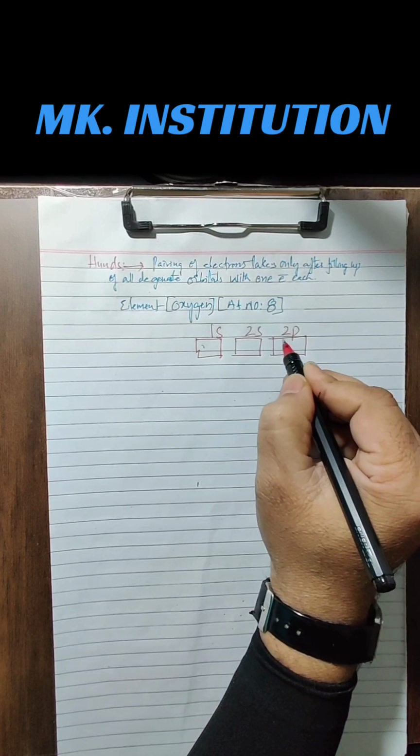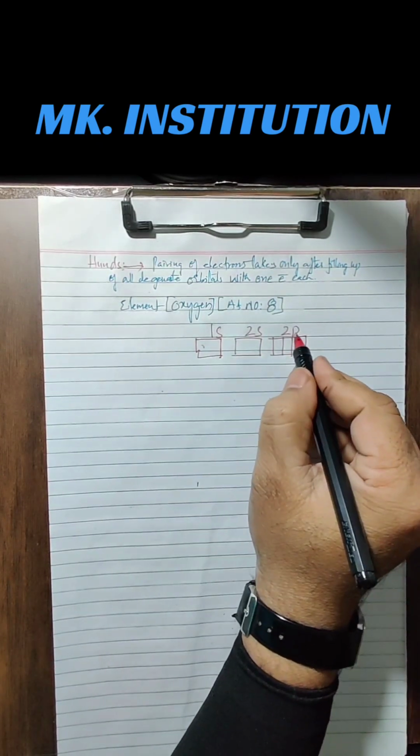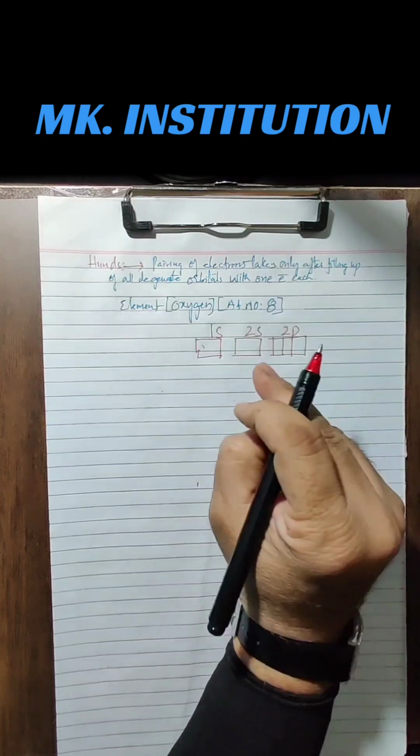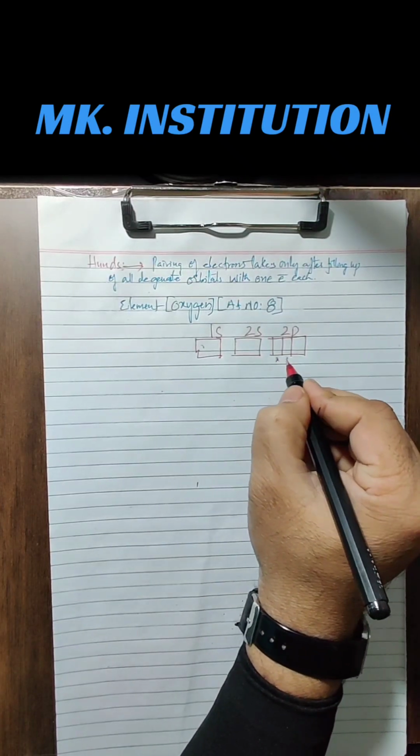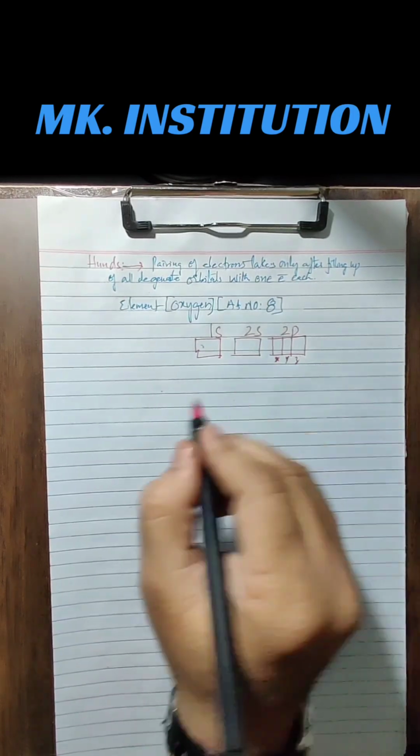In 2p, degenerate orbitals are there. Three are there: 1, 2, 3. Clear? Like that we have to show. P always has three orbitals: x, y, z. This is the x, this is the y, this is the z. Clear? x, y, z. Now fill the electrons here.